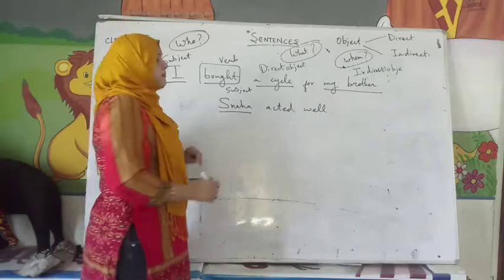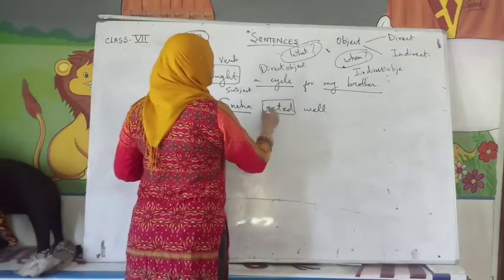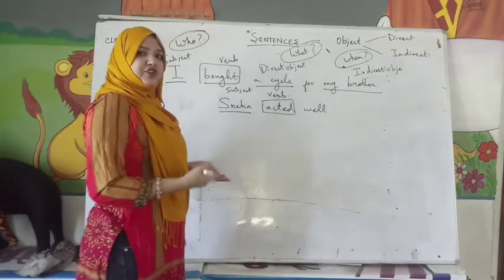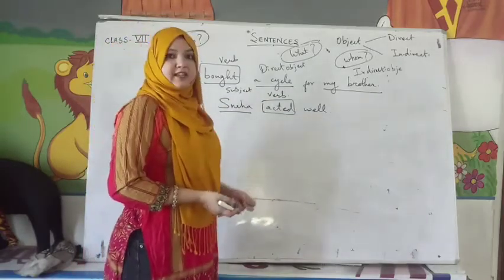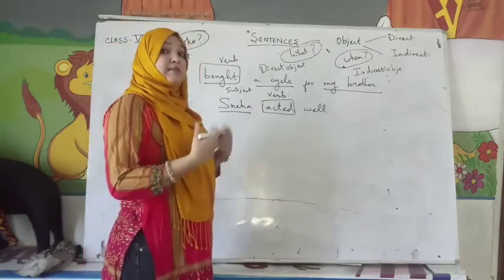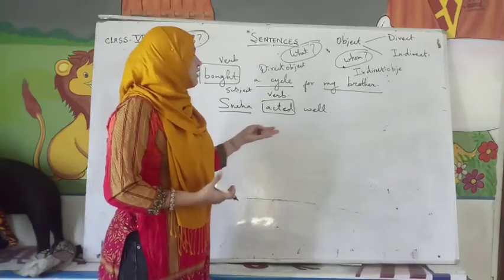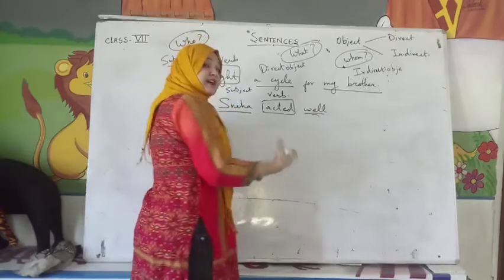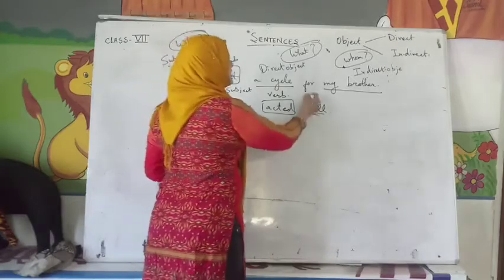And what is the verb? Verb is acted. Okay. Now we'll ask, how did she act? Well. कैसे किया उसने? कैसे act किया? उसके बारे में किस तरीके से? You get to have words. So this well जो बताए कैसे act किया? अच्छा act किया. So that is the complement.